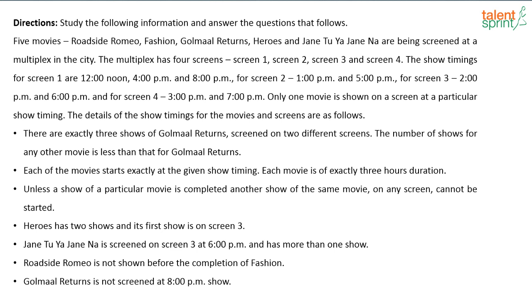Again, take the next one or two minutes, go through the information given here, and then we will solve the questions that follow. So what is given here? There are 5 movies: Roadside Romeo, Fashion, Golmaal Returns, Heroes, and Jaane Tu Ya Jaane Na. These are being screened at a multiplex in the city. The multiplex has 4 screens: screen 1, 2, 3 and 4. The show timings are as given below. Based on the given information, you have to find out which movie is screened in which screen at what time. Okay, so go through it, try to get the order, and then we will start solving it.